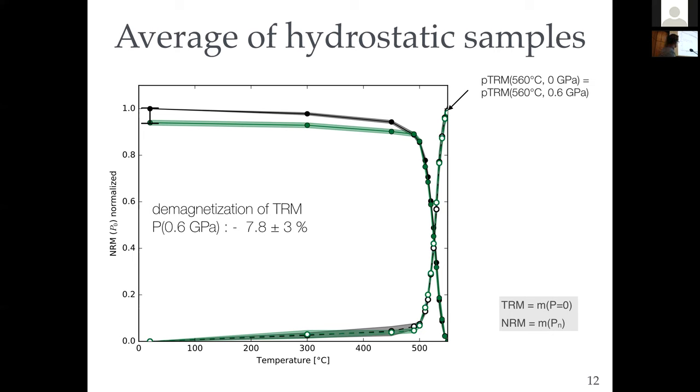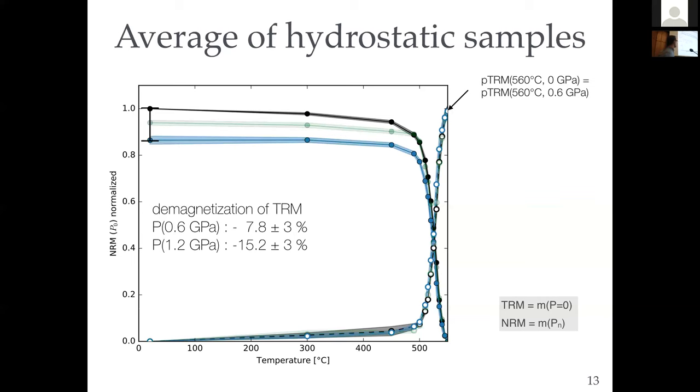What's interesting is that the PGRM acquisition actually doesn't change at all. There's a little bit here, but that might be more of a problem in the furnace. But the overall PGRM acquisition at 560 degrees is the same as for the non-pressurized one. So we really don't have any piezo-enhanced magnetization. If we increase the pressure a little further, again, these are the same samples.